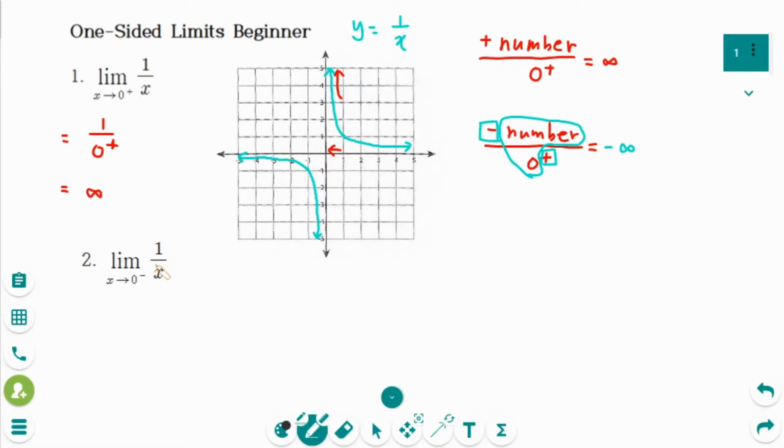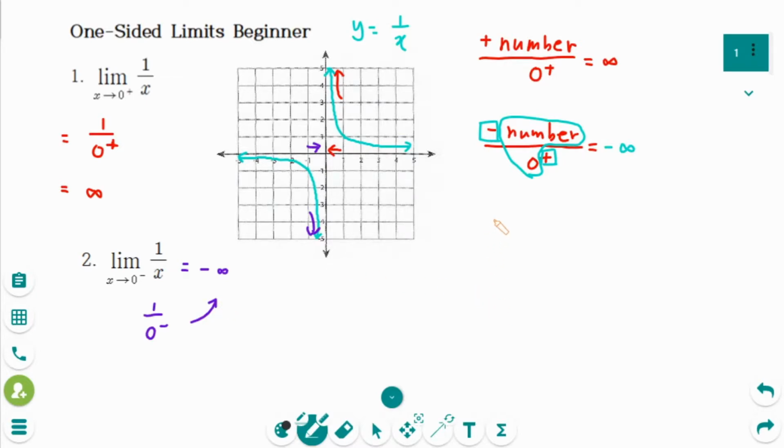This is the second one. What is the limit of 1 over x as x approaches 0 from the left side? The value of 1 over x decreases without boundaries. So 1 over x approaches negative infinity is the answer. When you see the form 1 over 0 from the left side, it's good to remember that the value is negative infinity.